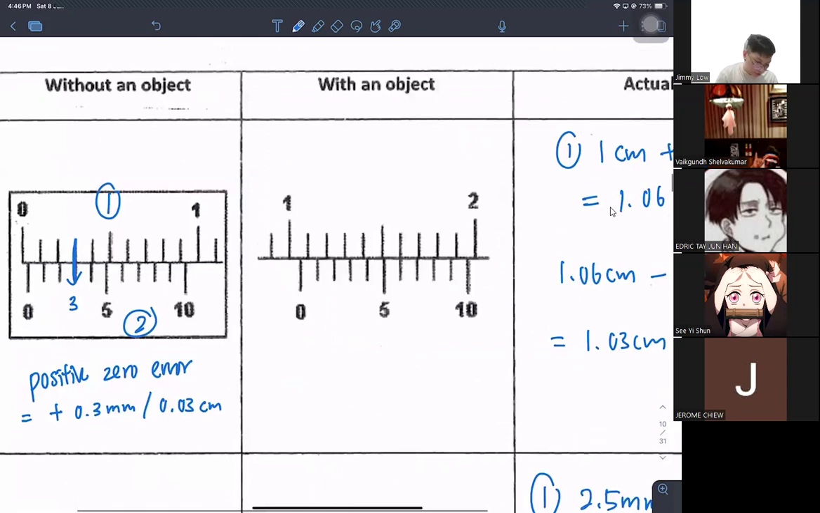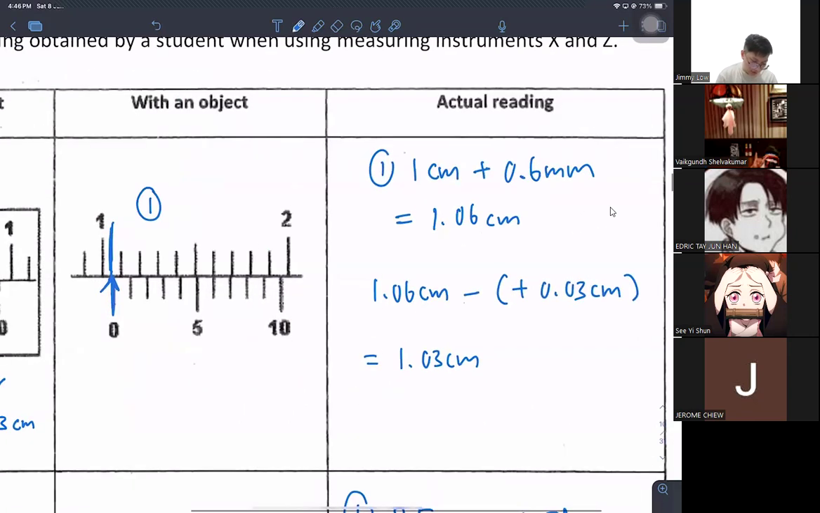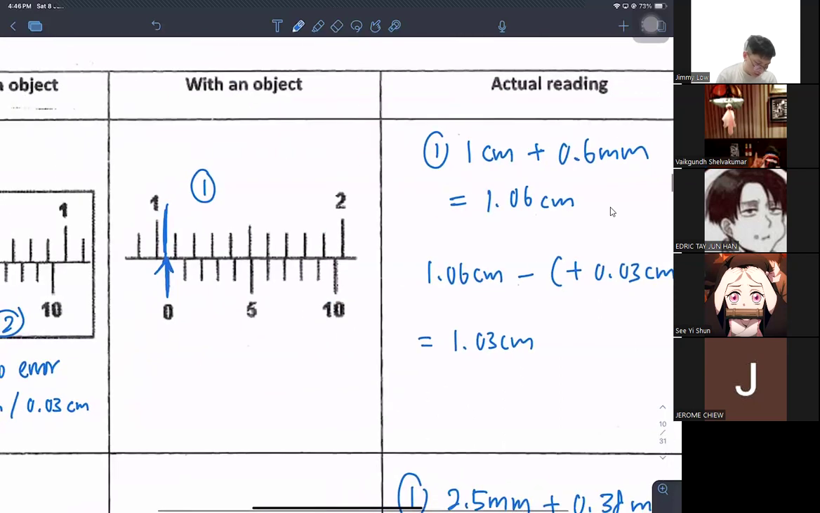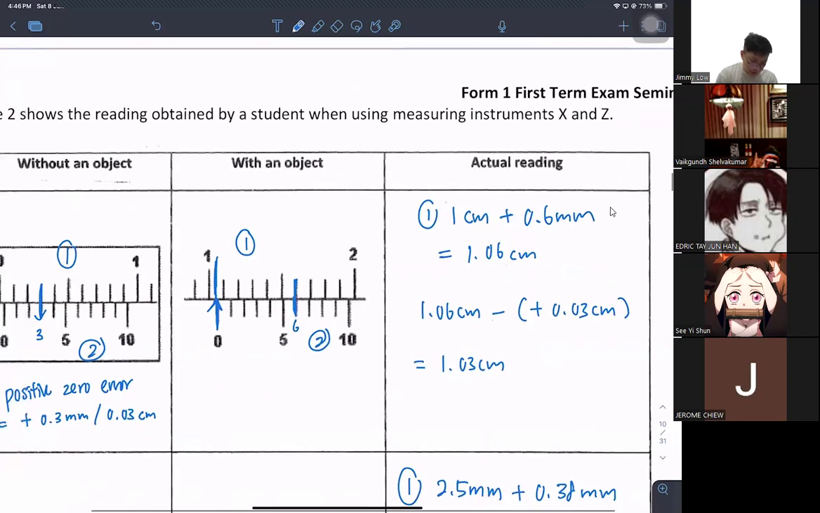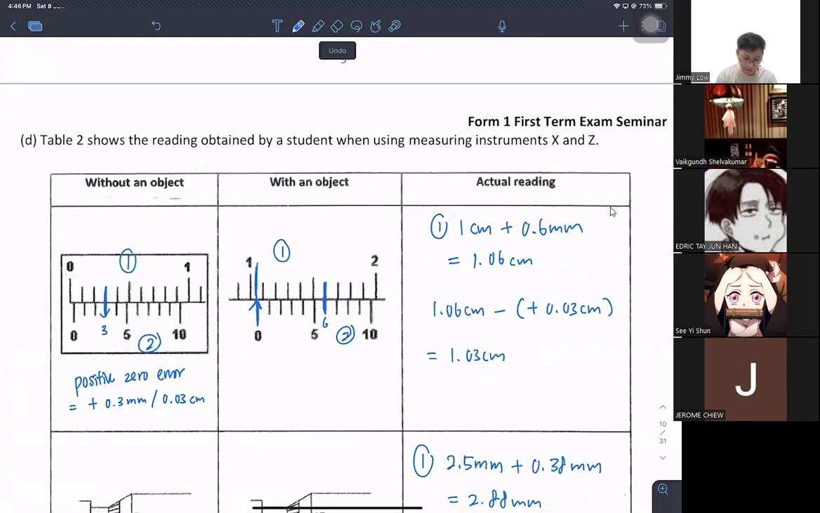So if we are going to talk about an object, same thing happens here. You look at the small ruler's zero, it is pointing here. So this is the figure that we want. Basically the big ruler here will be 1 cm, and for the small ruler, you take the completely matched line. So which one is completely matched? This one, the 6th one. So 1 cm plus 0.6 mm. So total will be 1.06 cm, because you have to convert this thing into cm.